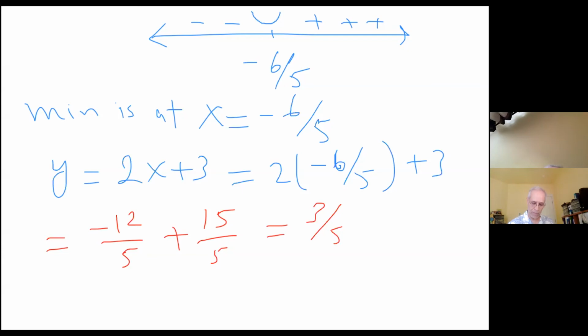So the point on that line that has the shortest distance to the origin is negative 6 over 5, comma 3 over 5.